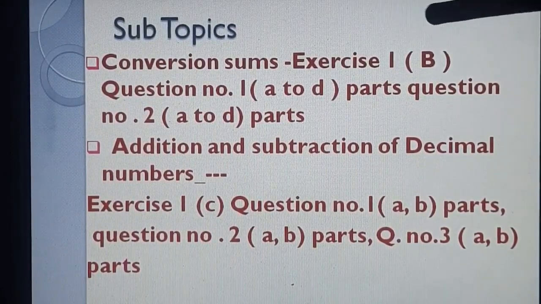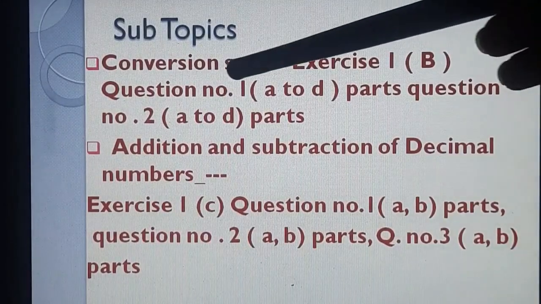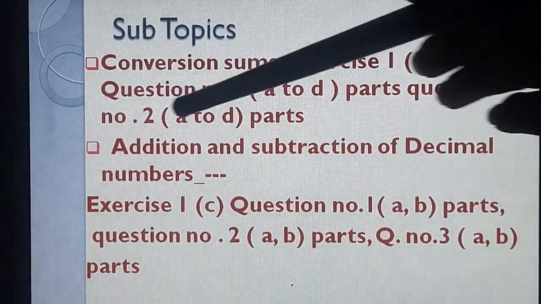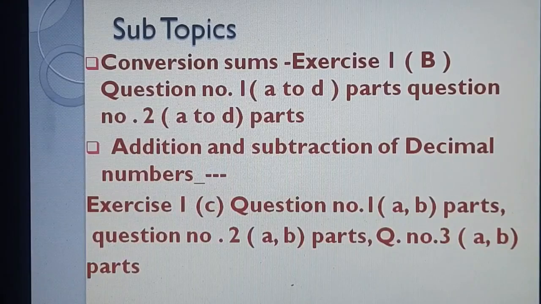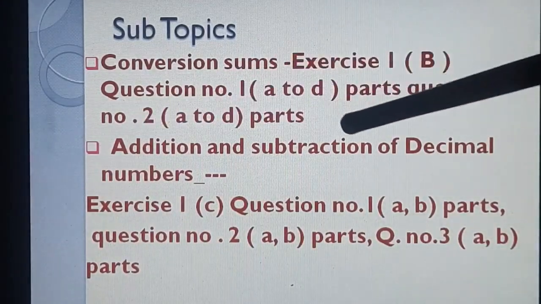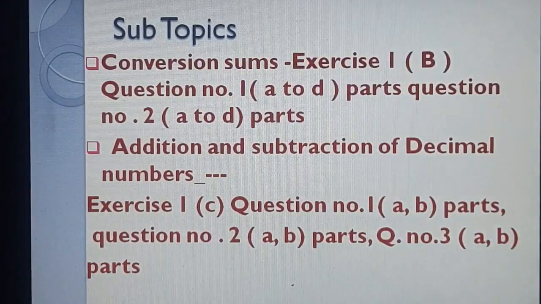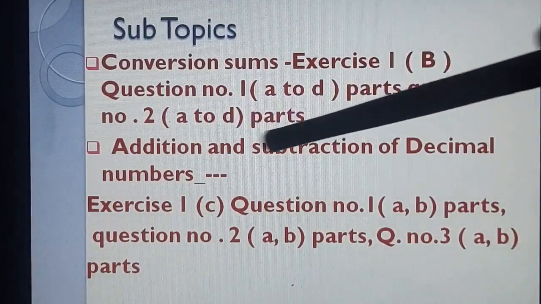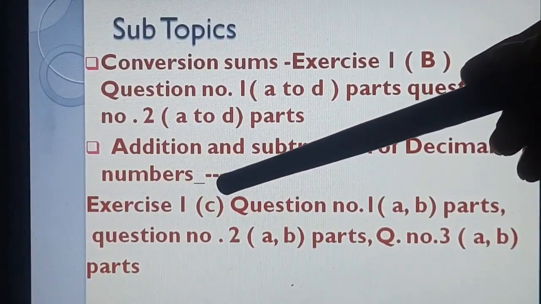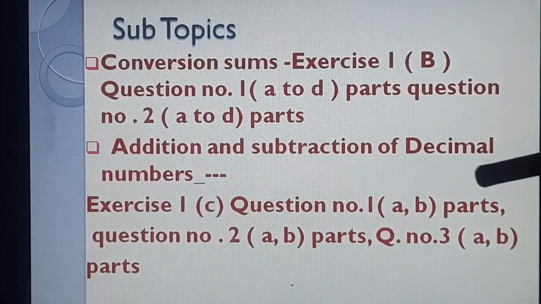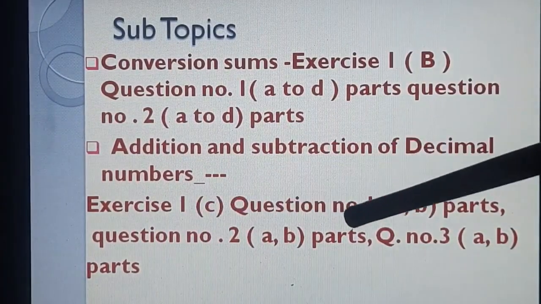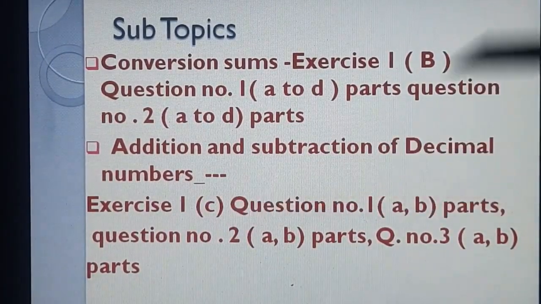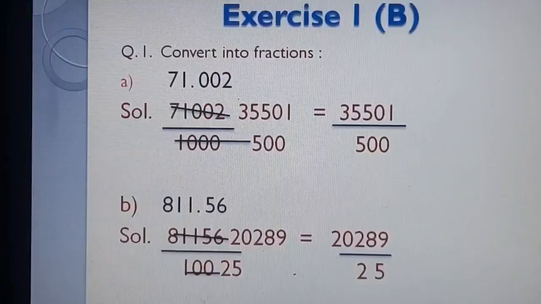These conversion sums we will do from exercise 1b. Question number 1 A to D parts and question 2 A to D parts we will do. Along with this we will do addition and subtraction of decimal numbers, which are in exercise 1c. Question 1 A and B parts, question 2 A and B parts and question 3 A and B parts we will do today.